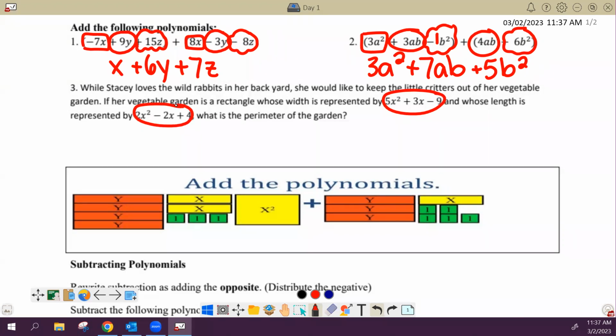Looking at the math words, I see width and length. I see perimeter. I think that's all the math words I can see. And then the question is, what is the perimeter of the garden? So that's my goal. My goal is to find the perimeter. So I'm just going to put P equals so that I remember that. Oh, another math word because I need to know what to draw. So her vegetable garden is a rectangle. So now that I know what the picture is, I'm going to draw a rectangle.